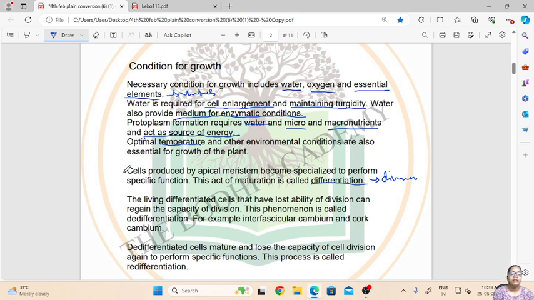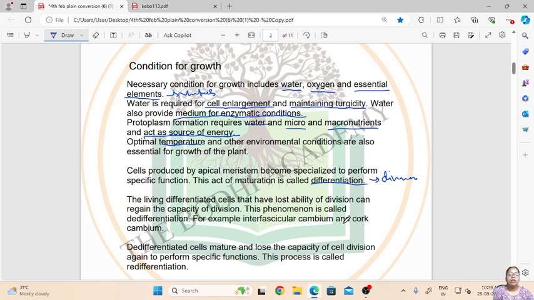So the living differentiated cells which have lost the ability to divide can regain the capacity of division. This phenomenon is called as dedifferentiation. For example, interfascicular cambium or cork cambium. So this happens in the matured phase. That is, after maturation the cells will not divide more.